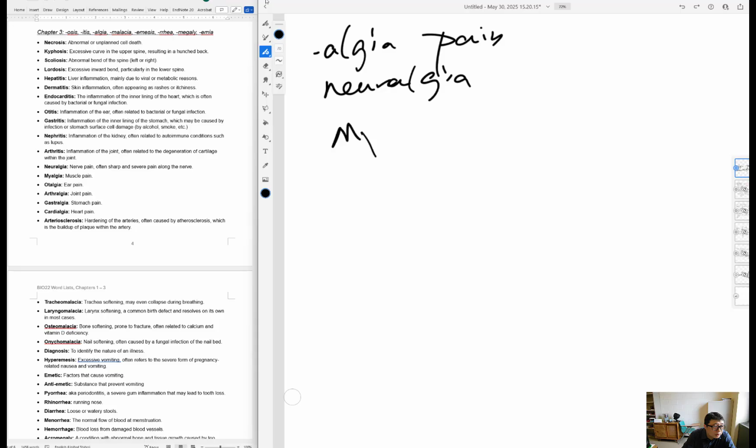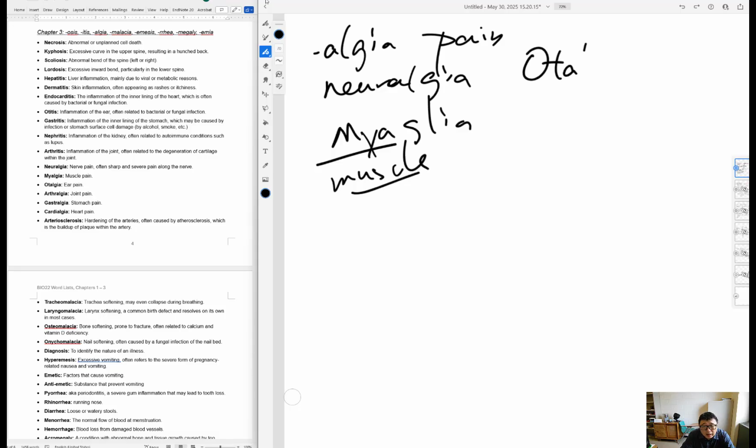And myalgia, muscle pain. I don't know. I have muscle pain right now, just sitting here for data. Otalgia, what was it? Ear pain, whatever. Yeah. Arthro, yeah, joint pain, etc., etc.